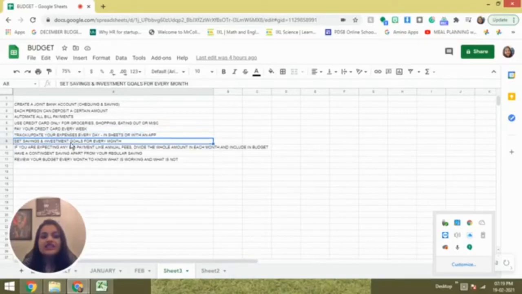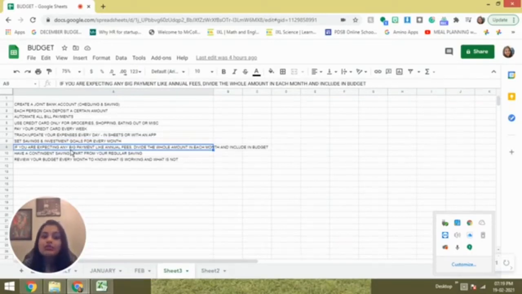Set savings and investment goals. As I told you, once you transfer the amount fixed, or you've decided a particular amount to be transferred, you still have some amount for yourself as savings. You can use that savings as liquid savings, or you can have equity or investment goals as well with that.